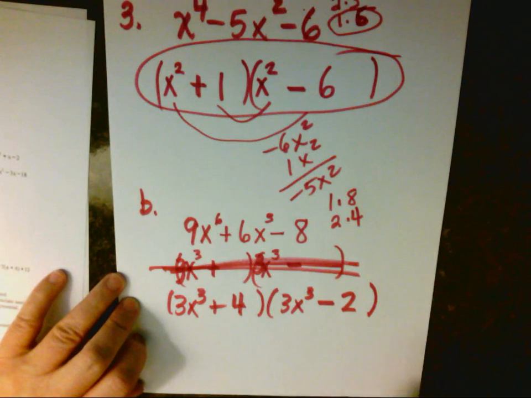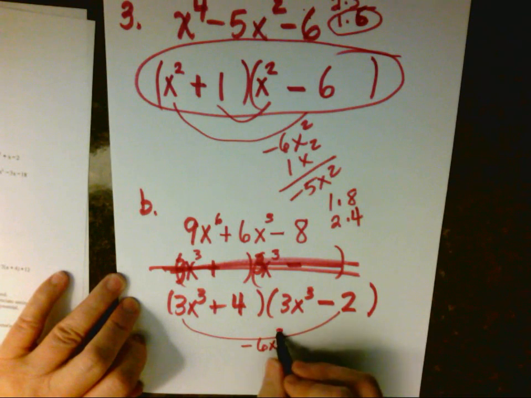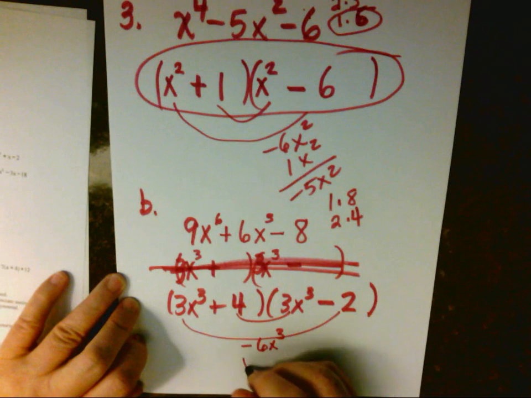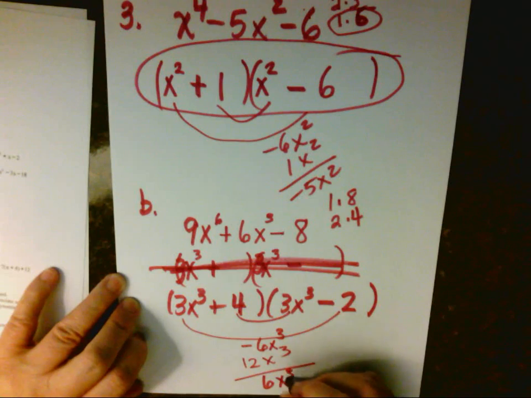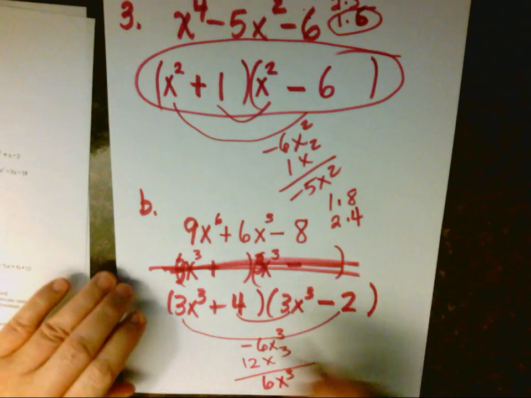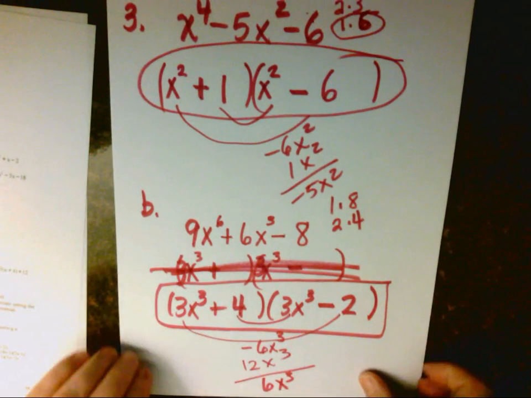That's my reason. Now let's multiply. On the outside we get a negative 6x cubed. On the inside we get a positive 12x cubed. We got it. First try. 6x cubed. That's what we needed. So you can multiply this out, but we have correctly factored this by inspection.